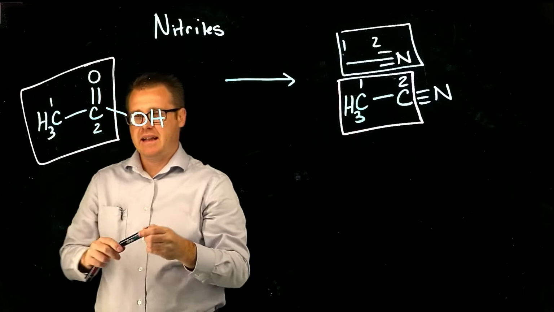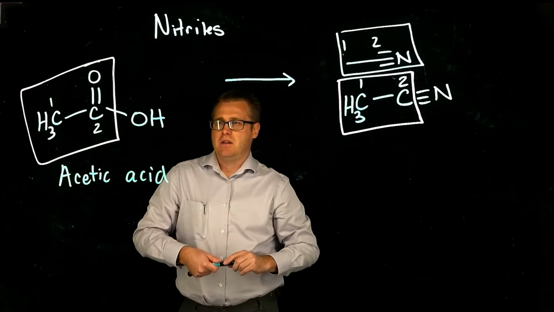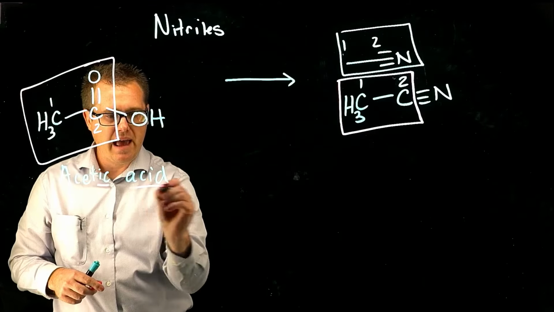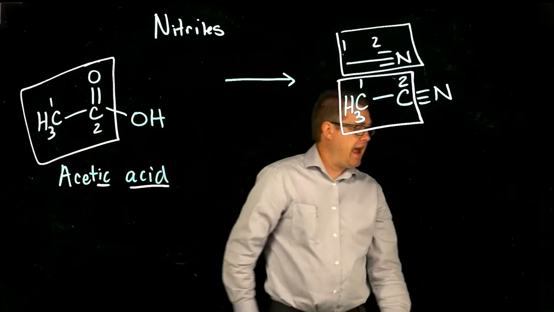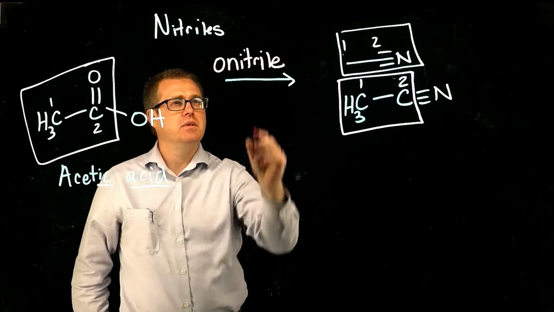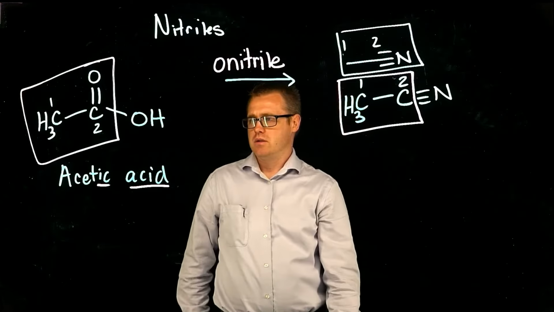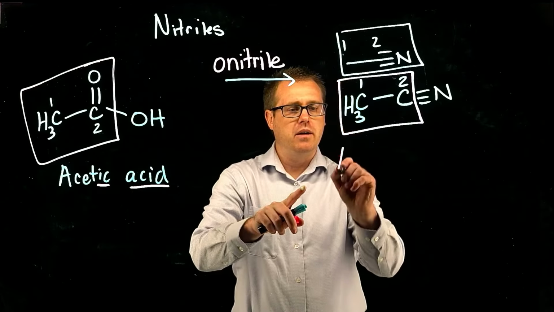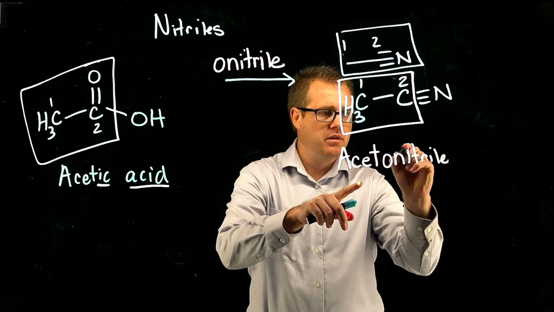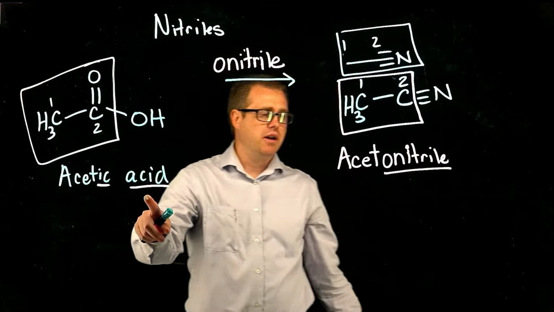So how would we name this? Well, that has a common name of acetic acid. So what's the rule? The ic acid is going to be taken off and replaced with O nitrile. So how do we name this? Well, acetonitrile. Just like that. See how we replace the ic acid with O nitrile.